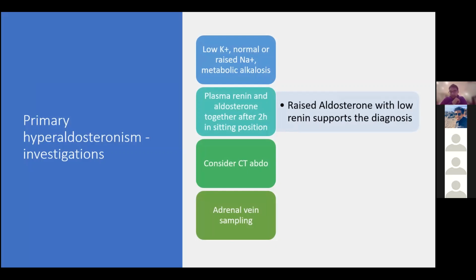Then if you suspect it, you want to get plasma renin and aldosterone levels together, and it's important you do this after 2 hours in a sitting position. This is because aldosterone secretion is dependent on posture. So these patients will have a raised aldosterone and a low renin. You then want to do a CT abdomen to see if it's bilateral adrenal hyperplasia or there's an adrenal tumor. And if you are unsure, then you can do adrenal vein sampling like you did with Cushing's to see where the aldosterone is coming from.